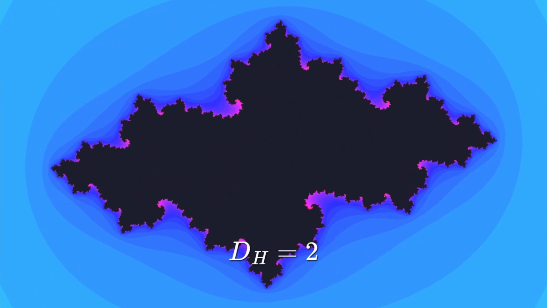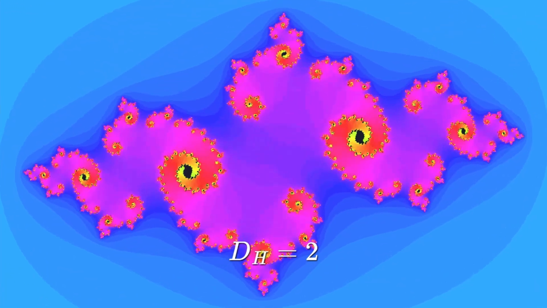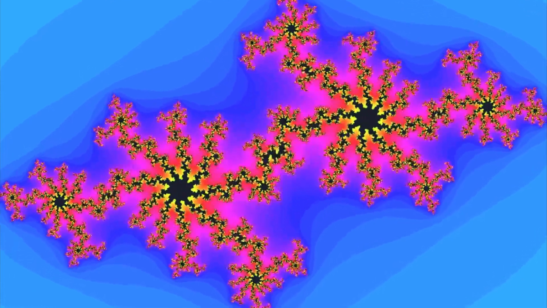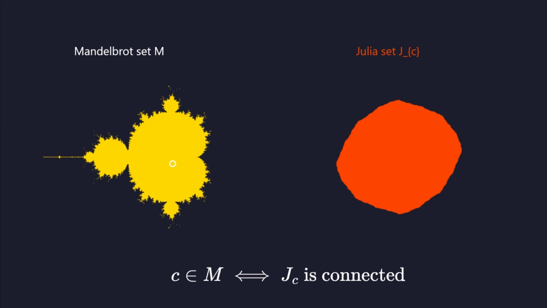It is a fractal curve with a Hausdorff dimension of exactly 2, meaning it is so convoluted that it effectively fills a two-dimensional area despite being a boundary.